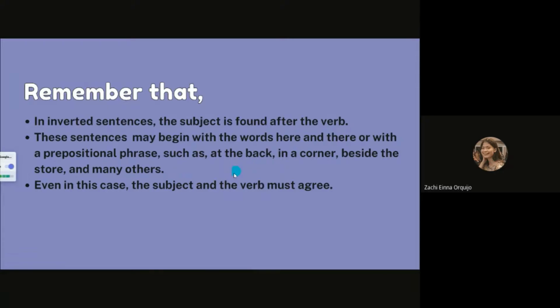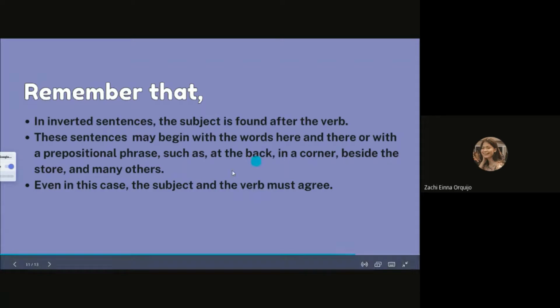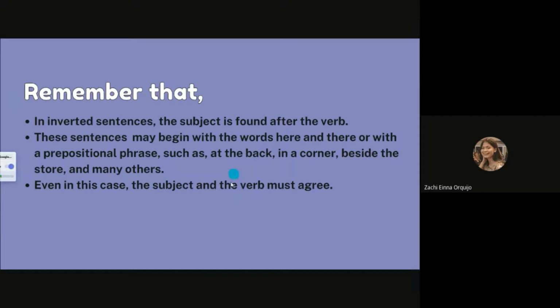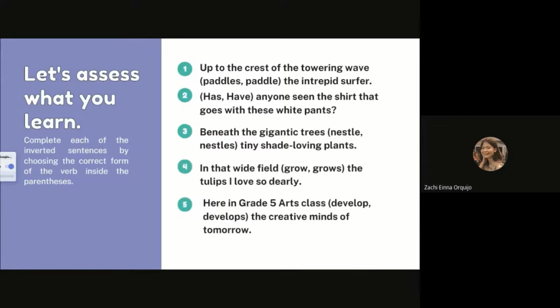So nagiging singular ang verb kapag naglalagay tayo ng s or es sa dulo ng verb. Kapag plural naman yung subject, plural din dapat yung verb. So paano nagiging plural yung verb? Huwag natin siyang lagyan ng es or s sa dulo. So they should agree with each other. So now, let's assess what you learn.